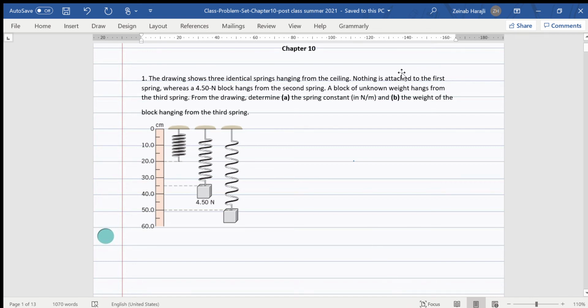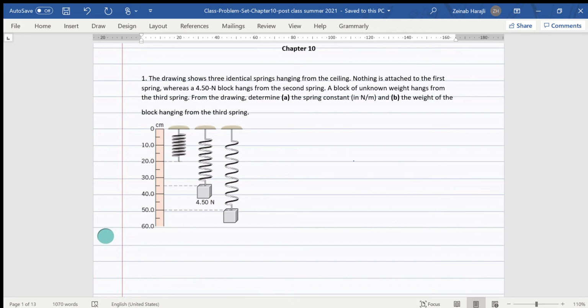Hello, so in this problem, we have three springs hanging from the ceiling. The first spring has nothing attached to it. These three springs are identical. The second spring has a 4.5 Newton block hanging, and the third spring has a block of unknown weight hanging from it. The first question, we need to find the spring constant in newtons per meter, and in the second part we want to find the weight of the block hanging from the third spring.